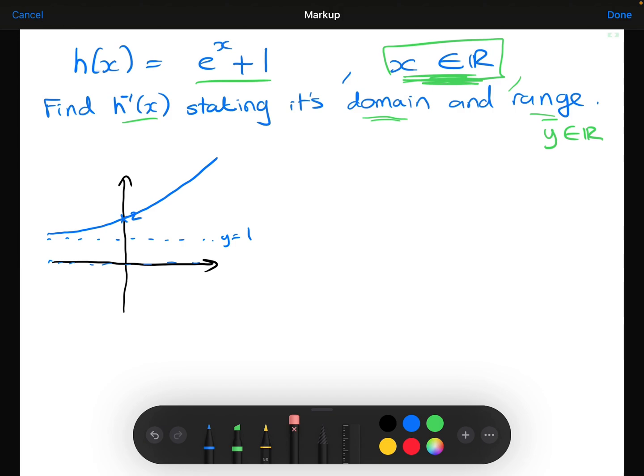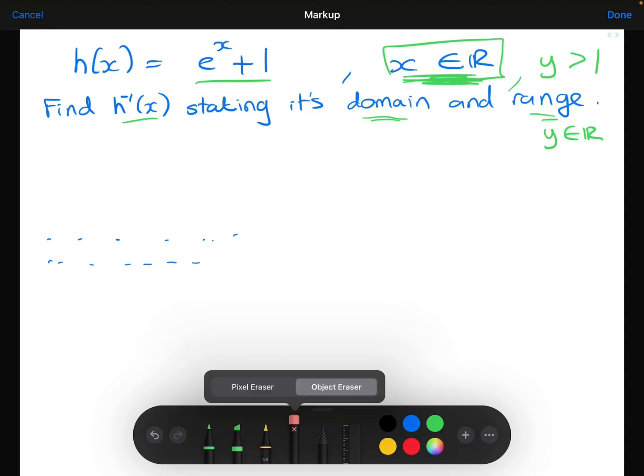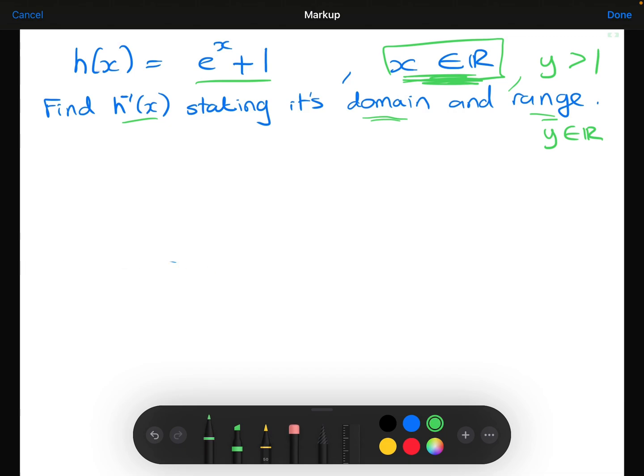So from that graph, I can say that y is always greater than 1. It has to be bigger than 1. Can't equal 1 because of the asymptote. So y is greater than 1. That's the range of the original function. Which then means that's going to be the domain of the inverse function. So I can say for the inverse function x has to be greater than 1.